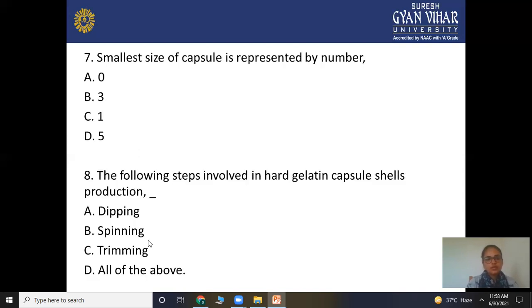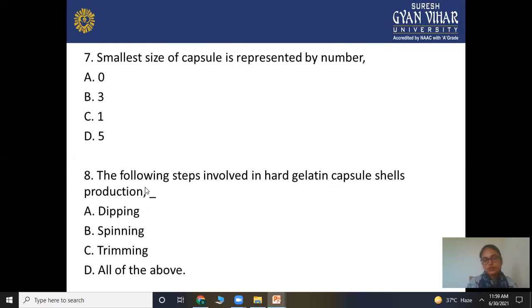Next is the seventh question. In the seventh question, the smallest size of the capsule is represented by which number. You know the correct answer because we already discussed the different types of capsule according to the volume or the diameter, starting from 000 to 5. Out of these types of capsule, you can select any one correct size which is smallest in size. Option A is 0, B is 3, C is 1, and D is 5. This is the type or size of the capsule.